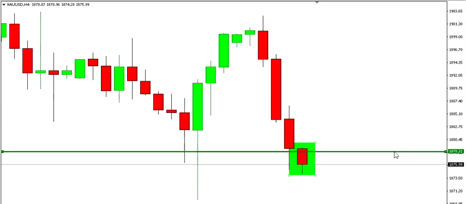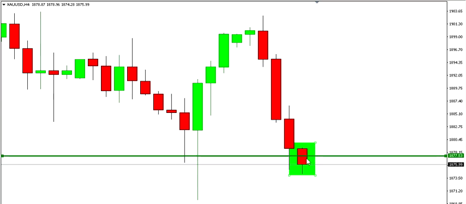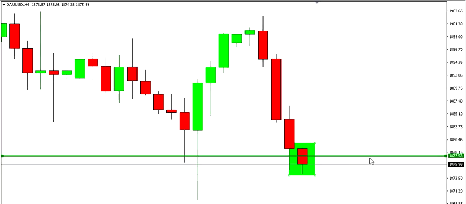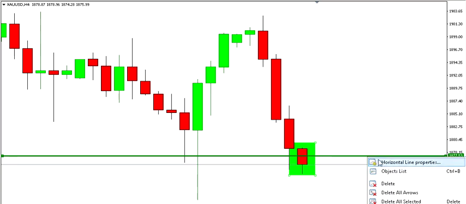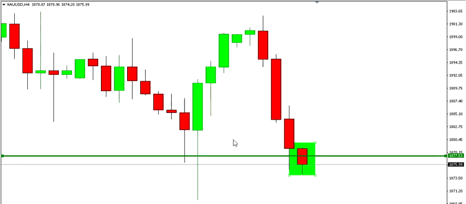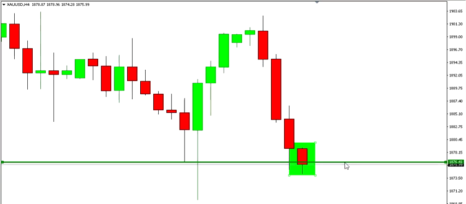Okay, now the pivot point for this last candle as calculated is 1876.41. So to do that, just edit the properties of 1876.41. Okay, so that's the pivot point for this particular candle.